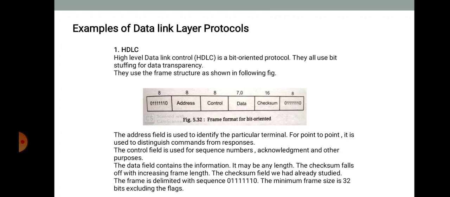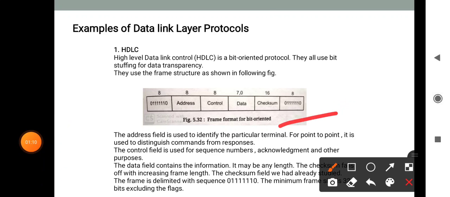It is a bit oriented protocol, and they all use bit stuffing for data transparency. They use the frame structures as shown in this figure. This is the frame format for bit oriented SDLC. First, the address field is used to identify the particular terminals for point to point, and it is used to distinguish commands from the responses. Second is the control field, and this field is used for sequence numbers, acknowledgement and other purposes.